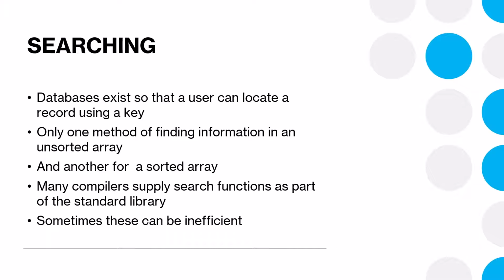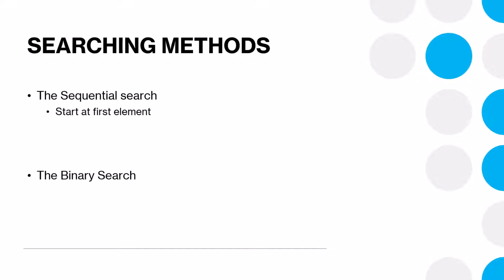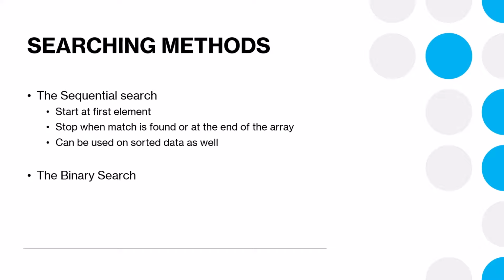Why? Because they are generalized, and so they tend to create more overhead when dealing with larger and larger amounts of data, right? So we're going to look at searching methods that we can use. We have, of course, the sequential search, and then we have something called the binary search. The sequential search, as you would have figured out already, starts at the first element in the array and stops when the match is found, or at the end of the array. It can be used on sorted data as well.